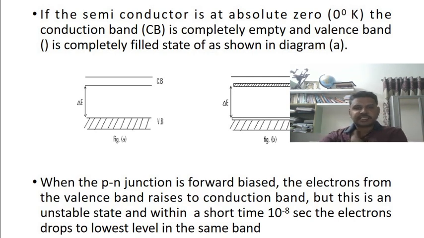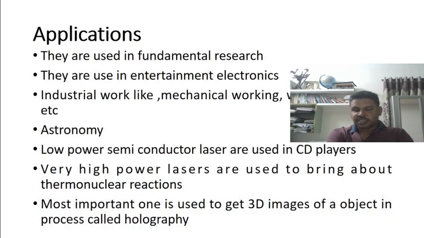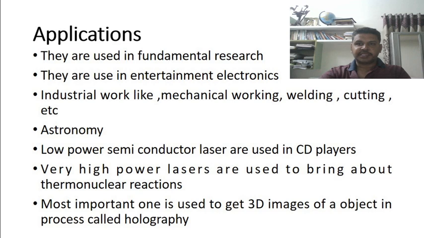The next, second diagram shows that when a p-n junction is forward biased, the electrons from the valence band move to the conduction band, but this is an unstable state. Within a short time of 10 to the power of minus 8 seconds, the electrons drop to the lowest level in the same band. Knowing these two concepts, we can observe some applications of lasers.